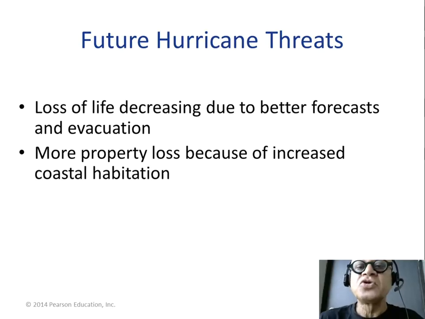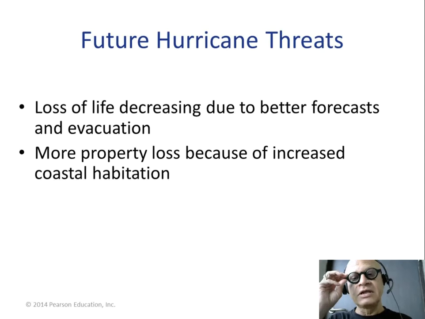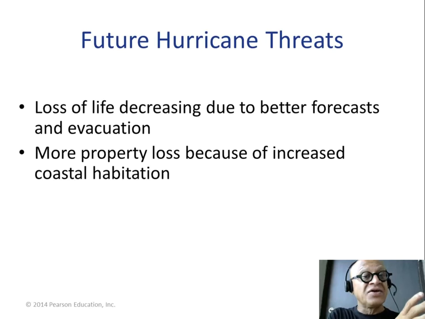So just to conclude that part, there is future hurricane threats, loss of life as population increases and coastal habitation increases, sea level rises. This is obviously a great concern. Plus, we continue to remove some of the natural barriers like mangroves, coral reefs, salt marshes, wetlands, and so on, which are very good dampers of waves and hurricane energy as they come in.